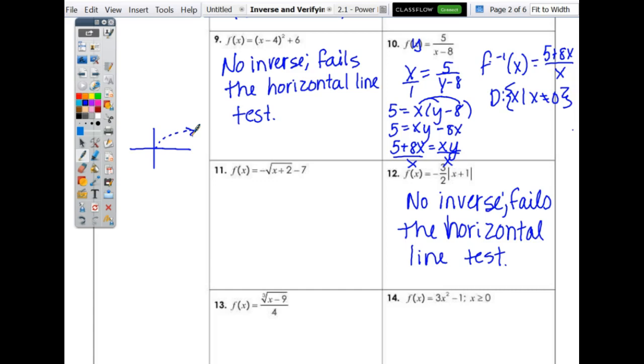So this is going to be upside down here, right? And then the plus 2, which way does that shift? 2 to the left, and then the minus 7 is going to be down here, right? So my new function is going to look like this.